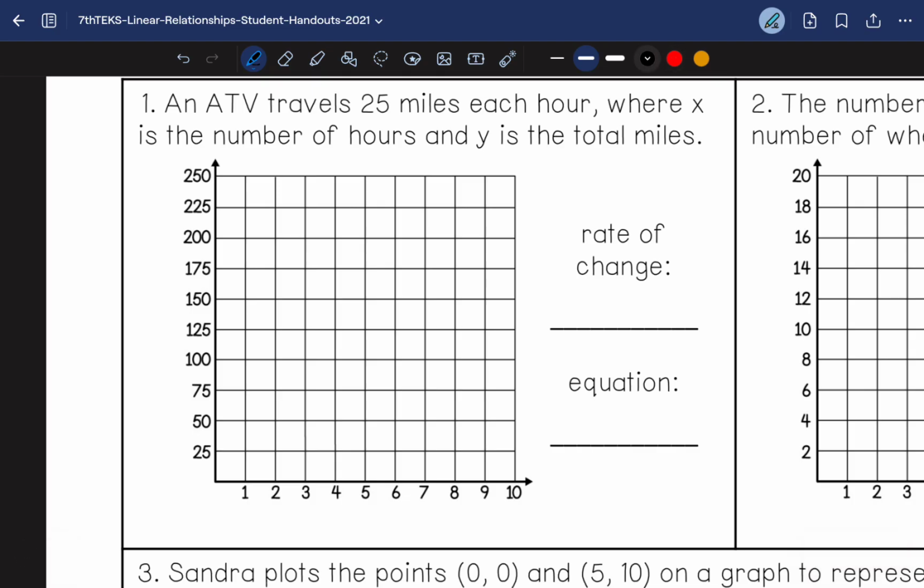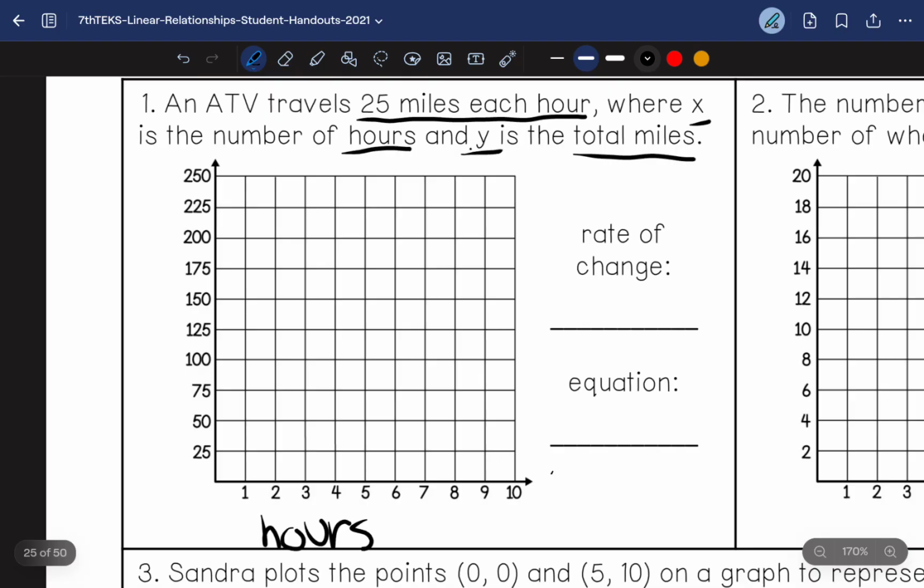So let's take a look at the word problem. It says an ATV travels 25 miles each hour, where x is the number of hours and y is the total miles. So it's important to know what your x and y are if your graph is not labeled, because you have to label it. So x is hours. I'm going to write hours on my x-axis. Remember, x values are the ones that go left to right, and then y values go up and down. So on my y-axis, I'm just going to write miles.